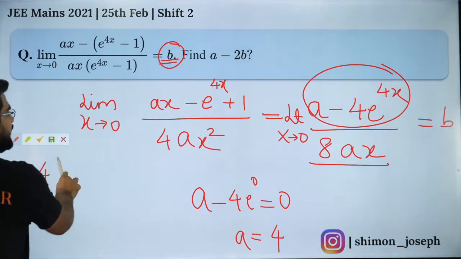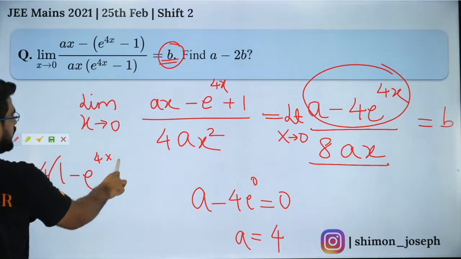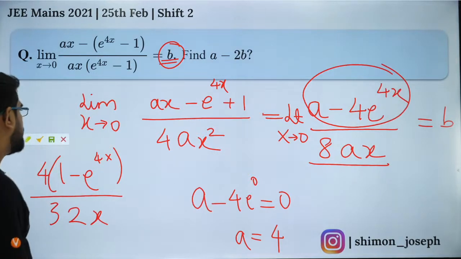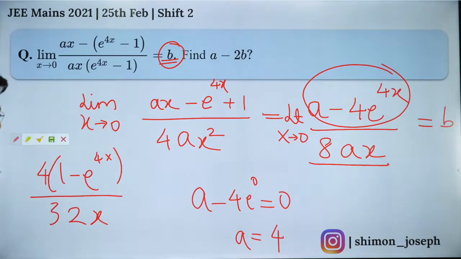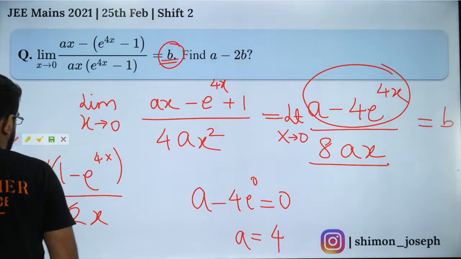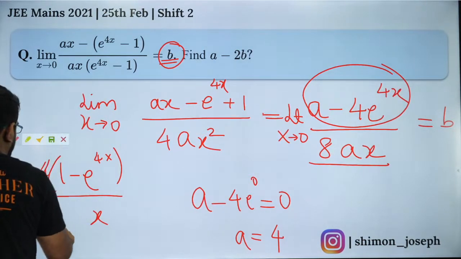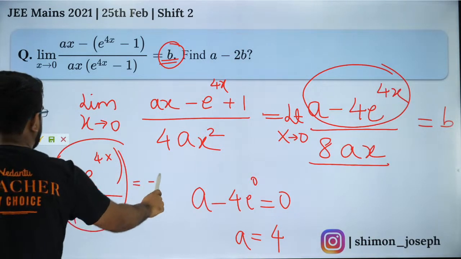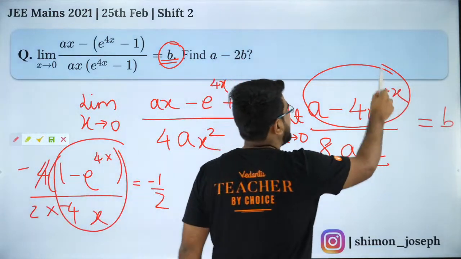I will get 4 into (1 minus e to the power 4x) divided by 32x, as x tends to 0. Are you all clear with it? Please let me know if you have a doubt. So I will take 8, and now this 8 I will write as 2 into 4. Now I will multiply by minus and multiply by minus. This is 1. So this is equal to minus half. So the value of b is minus half.